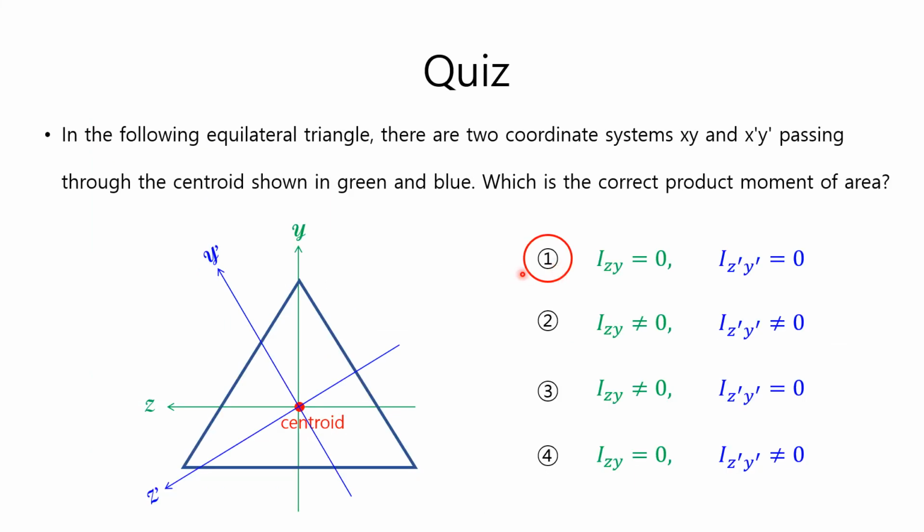The answer to the quiz is number 1, because for the polygons, the product moment of area equals 0 in the coordinate system with its origin at the centroid.